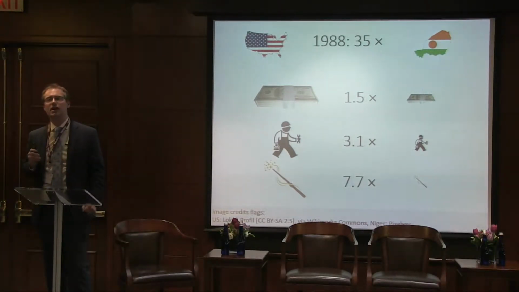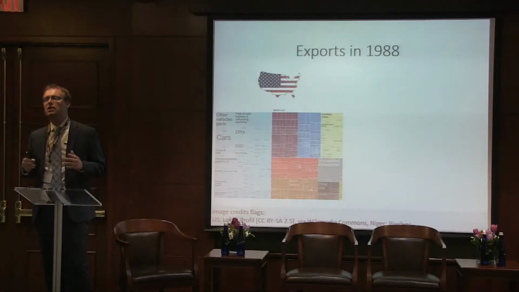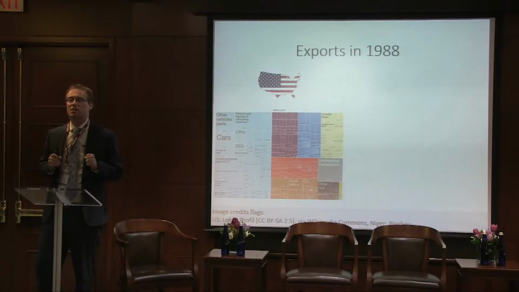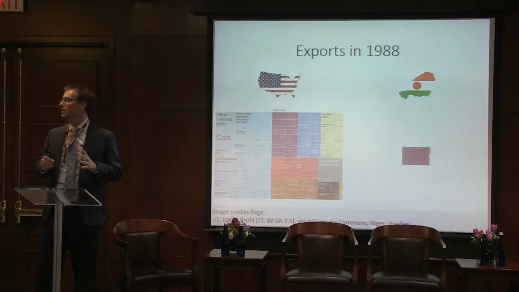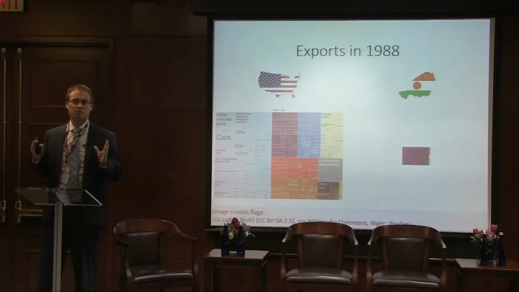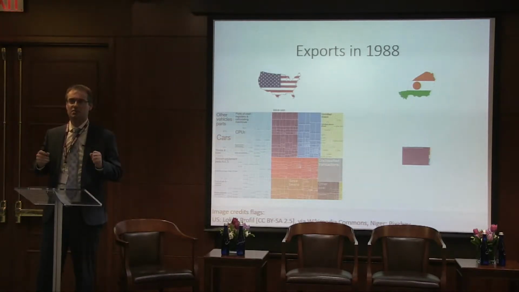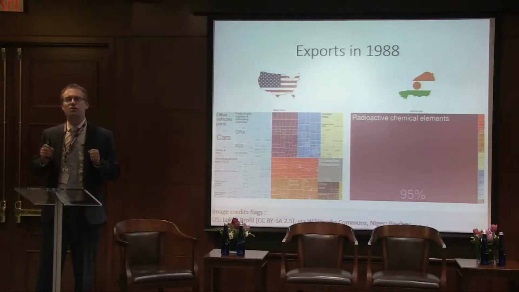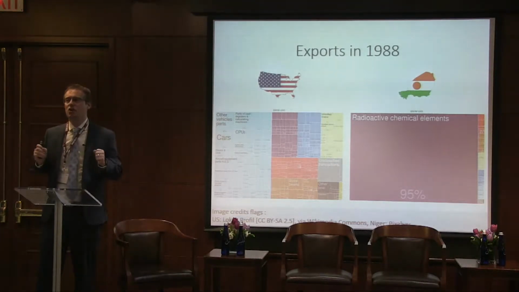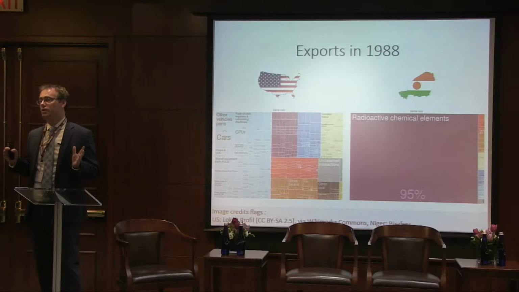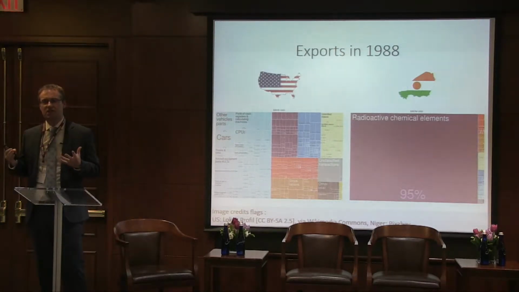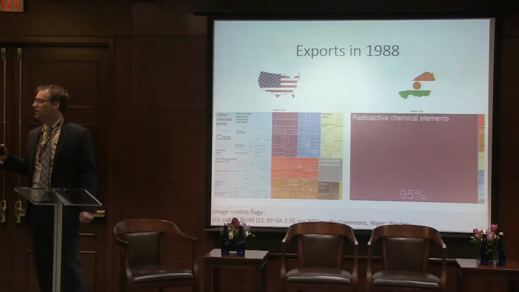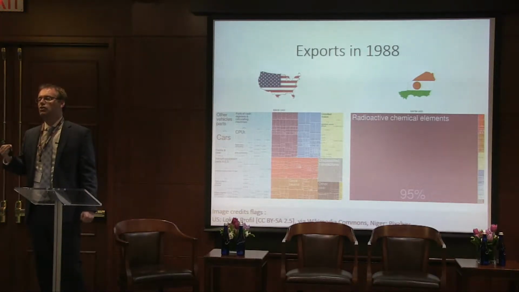So another way of looking at the difference between these two economies is looking at what they actually produce. So the US has this export basket, and if you compare that to the export basket of Niger, it's much smaller. So it's about 5% in per capita terms of the US one. But not only that, Niger produces very few things. It basically more or less only produces uranium ore.